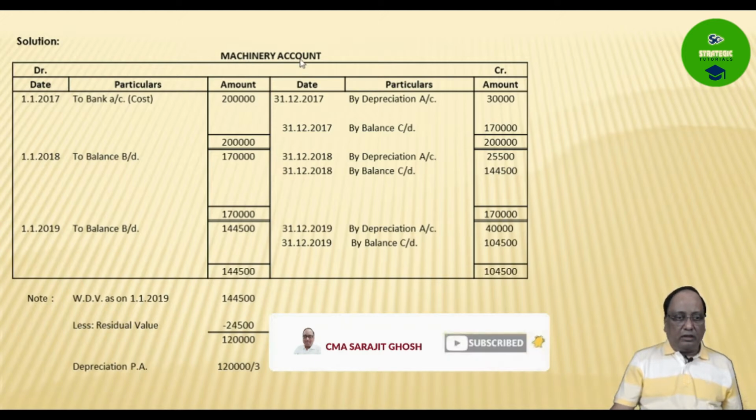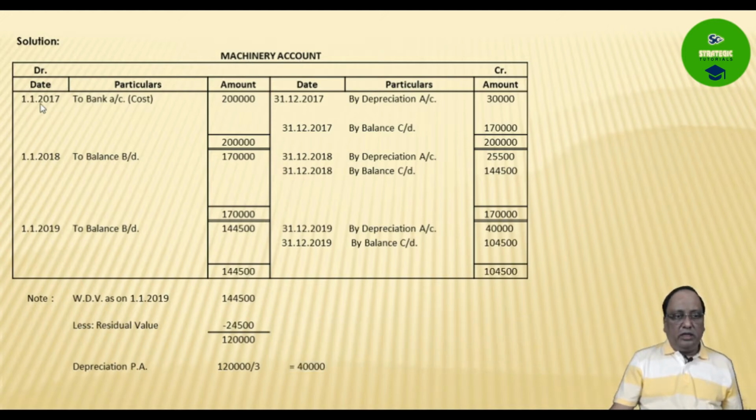This is the machinery account. On 1st January 2017, when we purchased the machine, to bank account, this is the cost price 2 lakhs, and less depreciation 30,000. This is the WDV for the next year 2018. Again you have to charge depreciation, that is 15% on 1,70,000, so 25,500, and so on. So this is the balance.